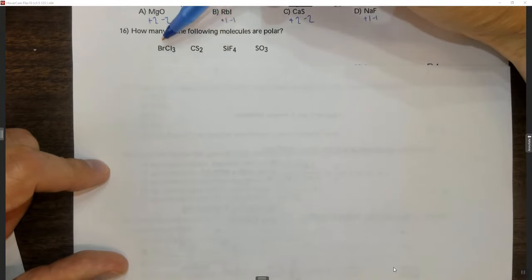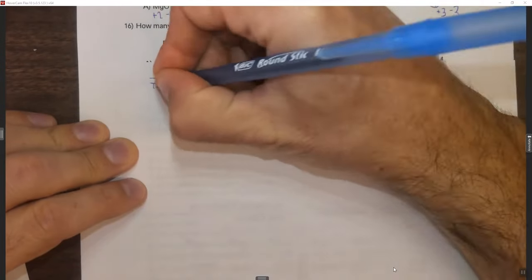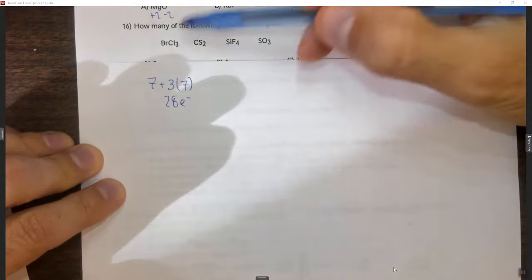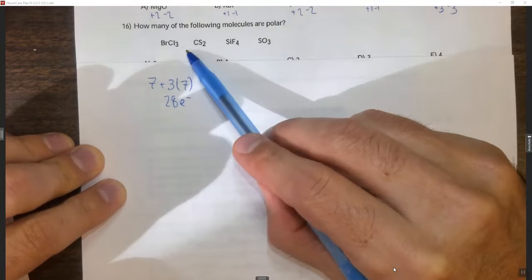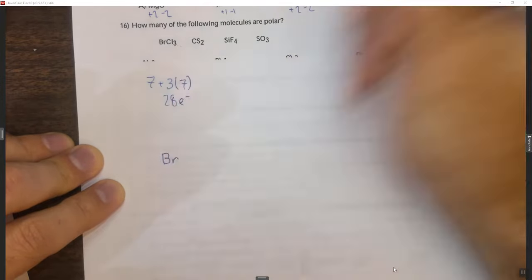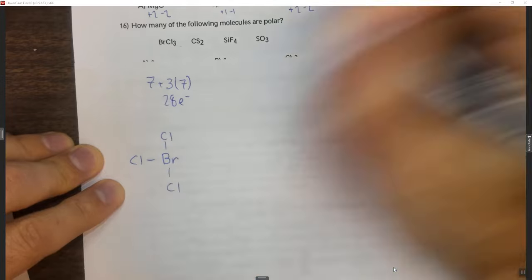Drawing the Lewis structures is essentially a four-step process that starts by counting the valence electrons, which is equal to the A group number. Both chlorine and bromine are in 7A, so each has 7 valence electrons. So we have 7 plus 3 times 7, which is a total of 28 electrons for BrCl3. We have 4 total atoms, each with 7, so 28 electrons. We're going to put bromine in the middle and bond it to 3 Cl's, like so.